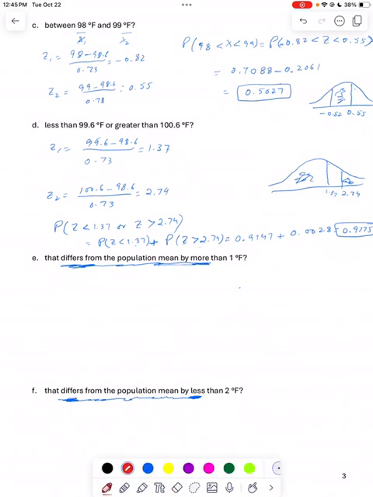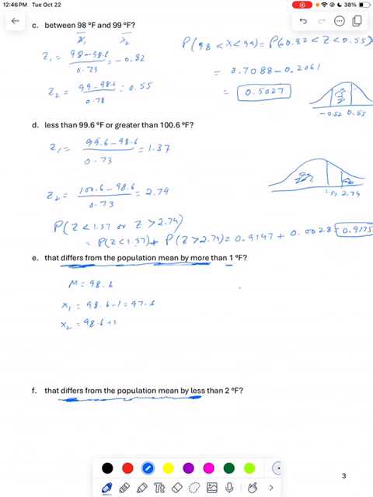Okay, so now there are two ways. One is a little bit less calculation and one is more calculation. We know that the mean is 98.6, and it says the difference of 1. So our x1 will be 98.6 minus 1, and x2 will be 98.6 plus 1. This way you can calculate the two x values, which in the previous parts were given, but in this part we can do this. So I got 97.6 and this gives me 99.6.